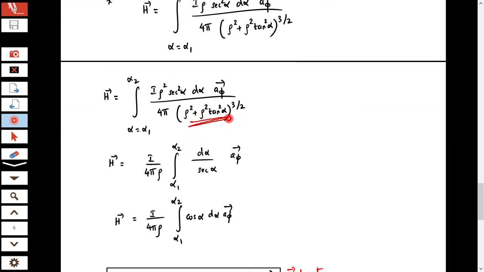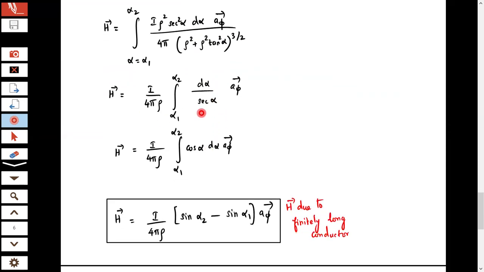Here we have 1 plus tan square alpha in the denominator. So 1 plus tan square alpha will become sec square alpha. Sec square alpha, the whole power 3 by 2, in the denominator will give sec cube alpha in the denominator. The numerator has sec square alpha. So you'll get 1 by sec alpha d alpha for the integration.